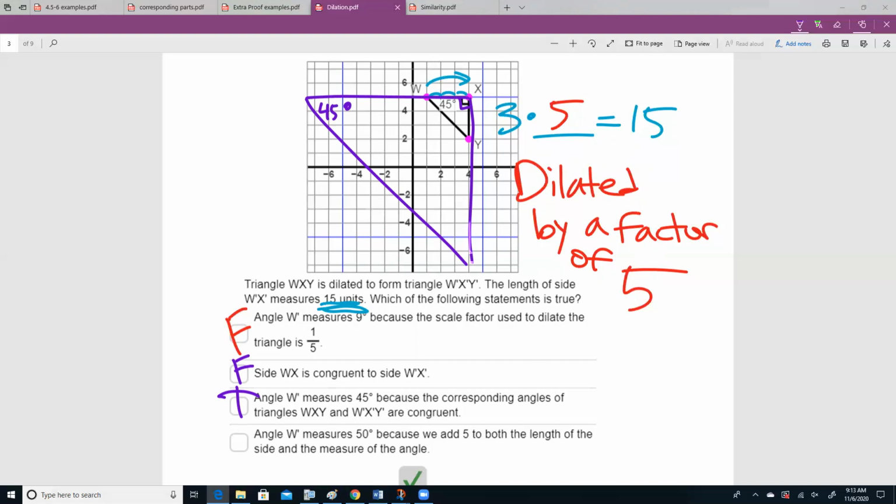And the measure of angle W measures 50 degrees because we add 5 to both the lengths of the sides and the measure of the angle. No, that is completely false. You never add when you're dilating. If you add, you're translating. Dilating is multiplication.